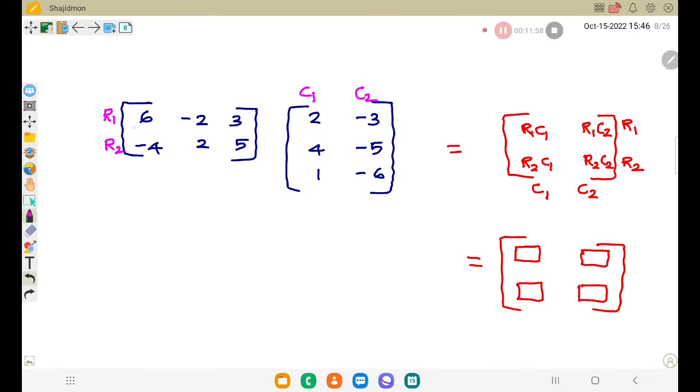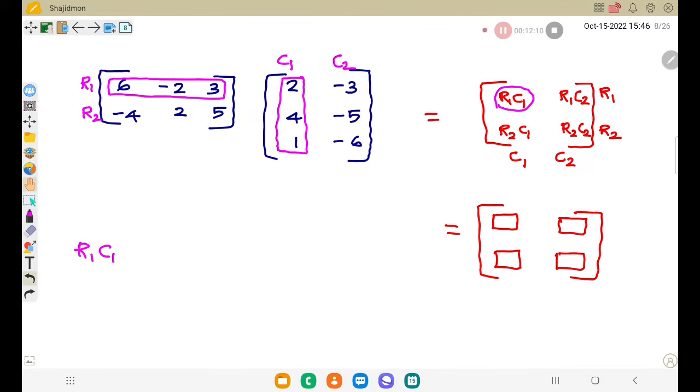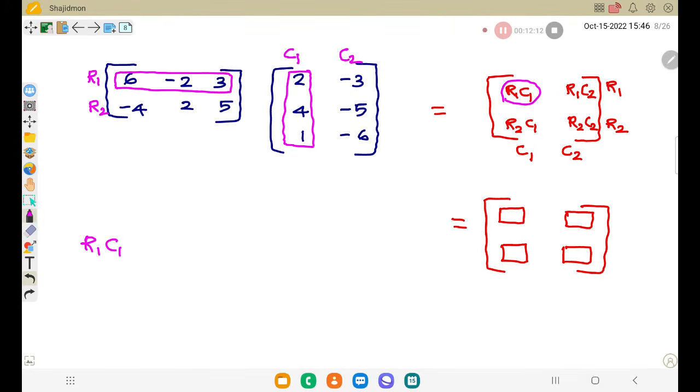Now what we will do, the first row here, see the first row, multiply with the first column here. That is the meaning of R1, C1. One or two cases I will show here. R1, C1 equals, first row means 6, minus 2 and 3, multiplied with the first column 2, 4, 1. Correct? Now how to multiply these two?